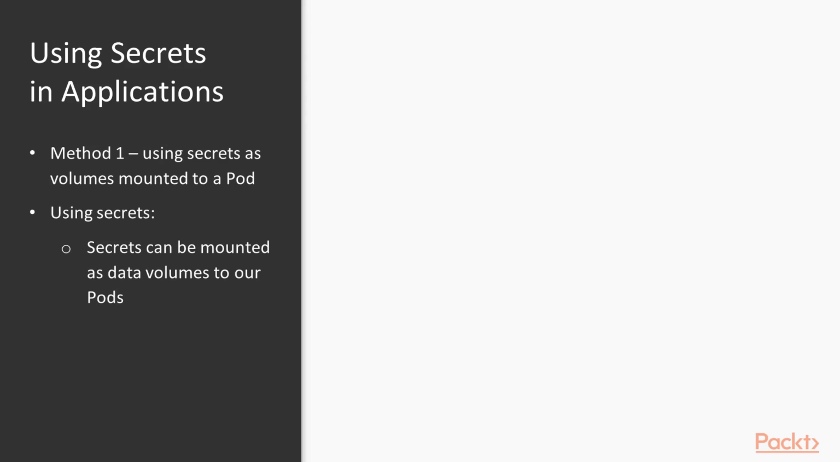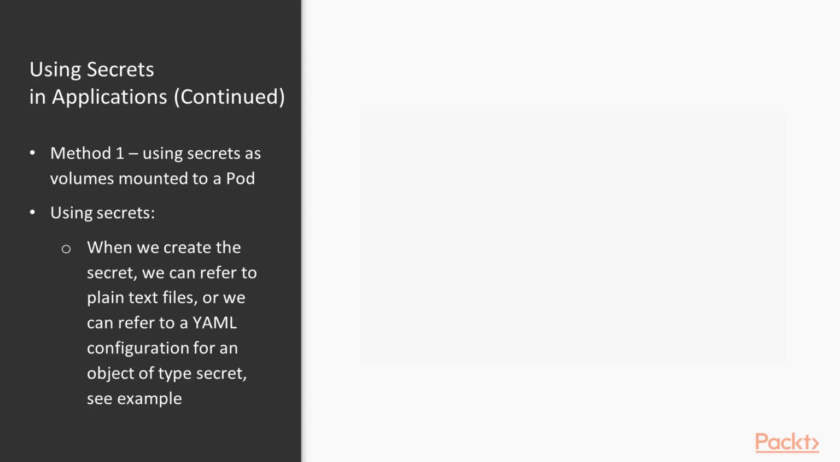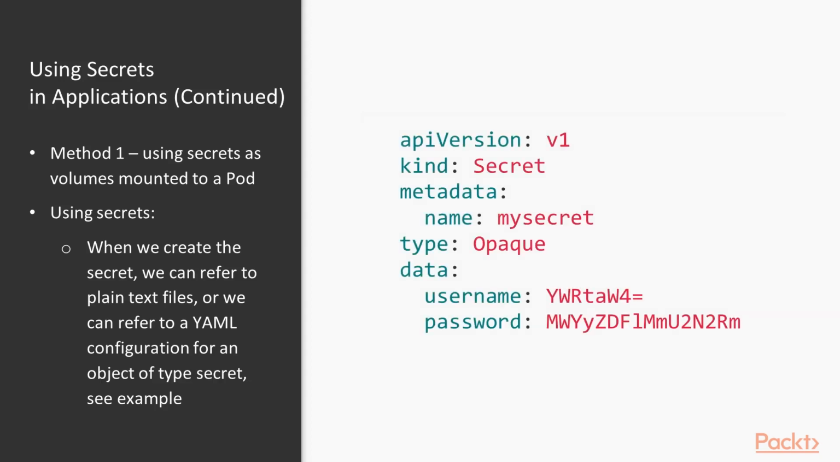Using secrets in applications. Method 1. Using secrets as volumes mounted to a pod. Secrets can be mounted as data volumes to our pods. We first need to create a secret object, and to do that we use the kubectl command line interface and the create secret command. When we create the secret, we can refer to plain text files, or we can refer to a YAML configuration for an object type secret. See the example below.